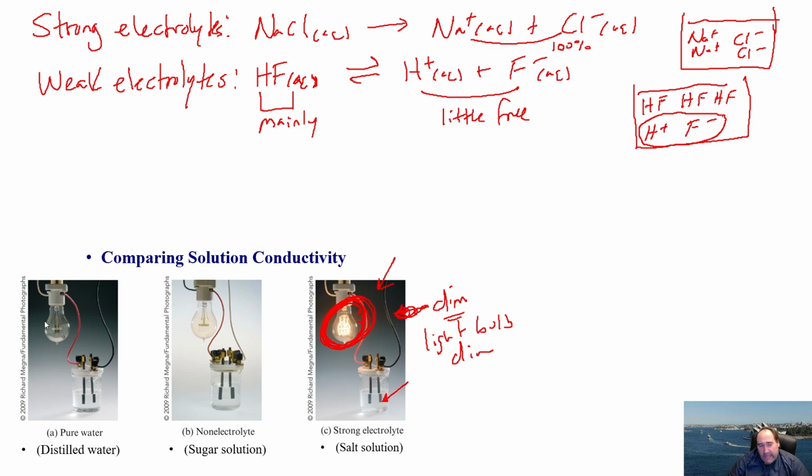Now, another way we could see a little bit of a difference between our strong electrolyte and our weak electrolyte is the arrows that we see in the equation. Now, in a strong electrolyte, it's a one-way arrow.